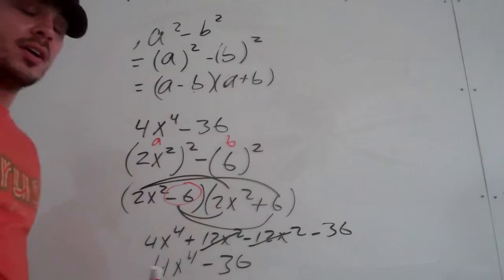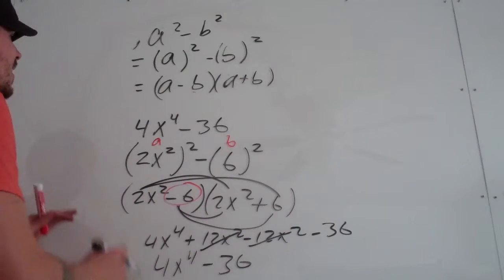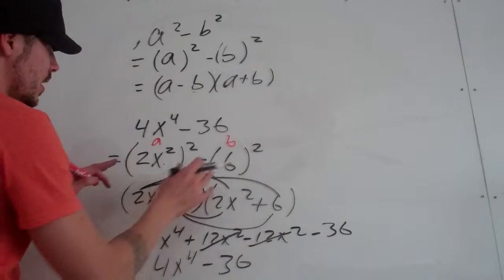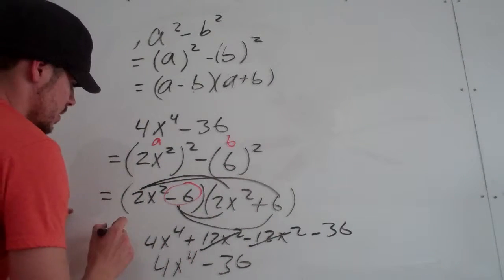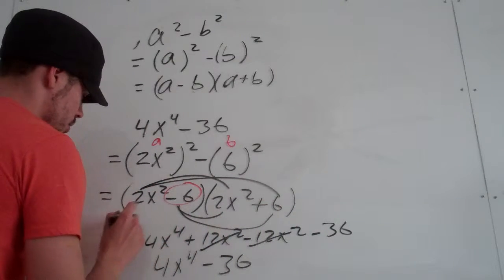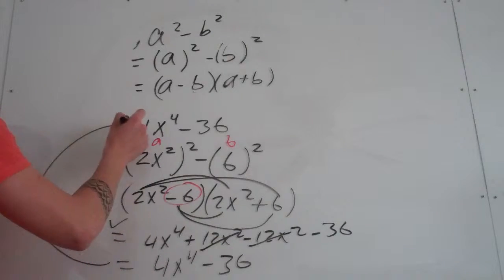Oh, and by the way, don't forget to put your equal signs. I'm being bad right now, but this right here is equal to this, and this is equal to this. And now we're checking it, right? So this right here, when I FOIL it out, is equal to this, which is equal to this, which is exactly what we started off with.